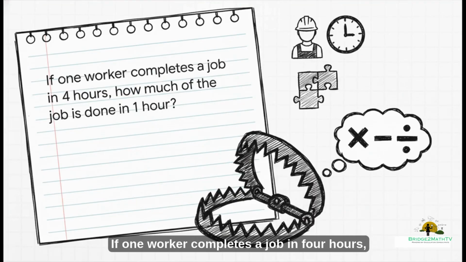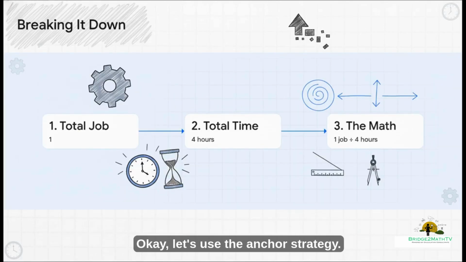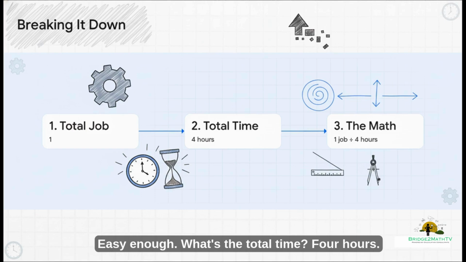Okay, here it is. If one worker completes a job in 4 hours, how much of the job is done in 1 hour? Now, your brain might immediately see the 1 and the 4 and just want to multiply. Don't do it. That's the trap. Instead, we anchor. Okay, let's use the anchor strategy. First, what's the total job? It's just one job. Easy enough. What's the total time? 4 hours.